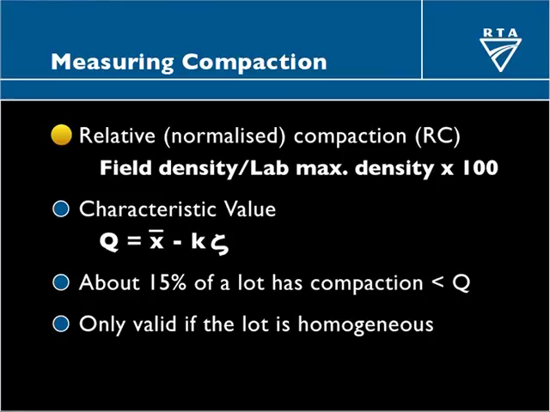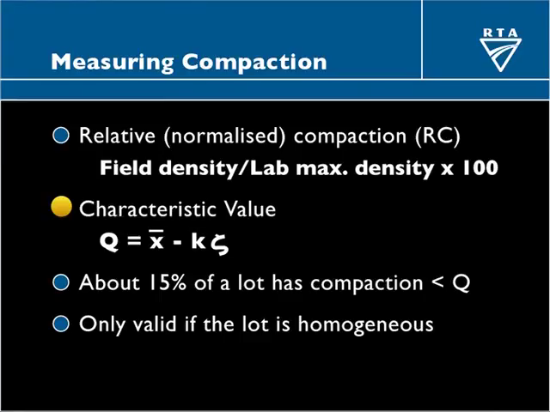We work out the compaction results not just for individual tests, but in terms of a characteristic value for a lot. Let's say an area of work which is supposed to be homogeneous. It's worked out from a fairly simple equation which looks a bit formidable. The characteristic value is Q, and it's really just the average for the lot minus a fraction of the standard deviation, which is just a measure of how variable the results are.